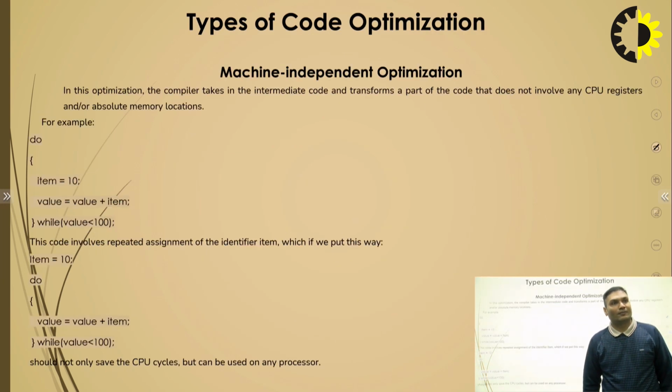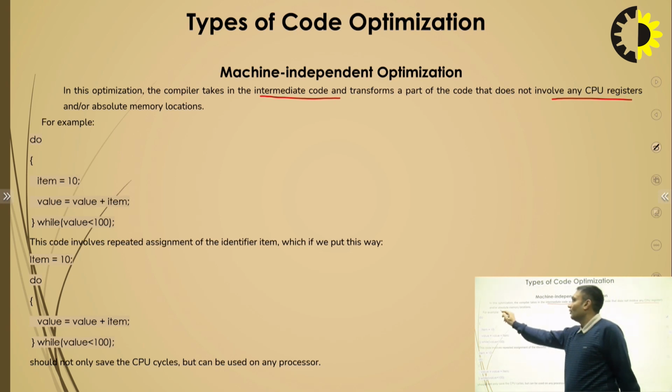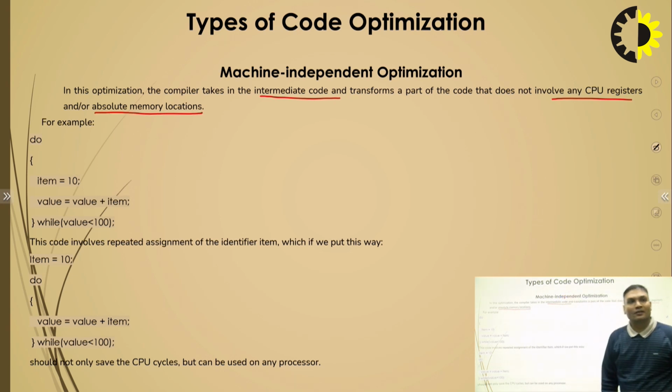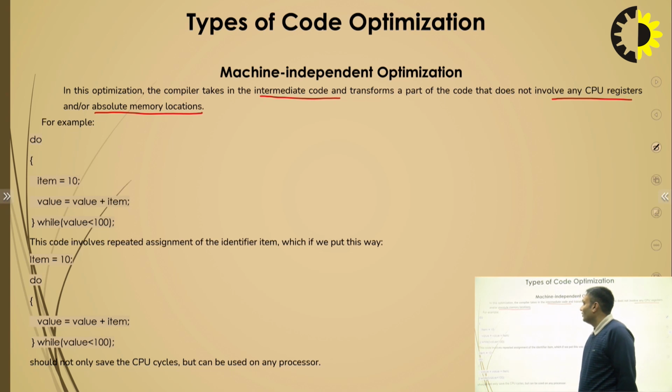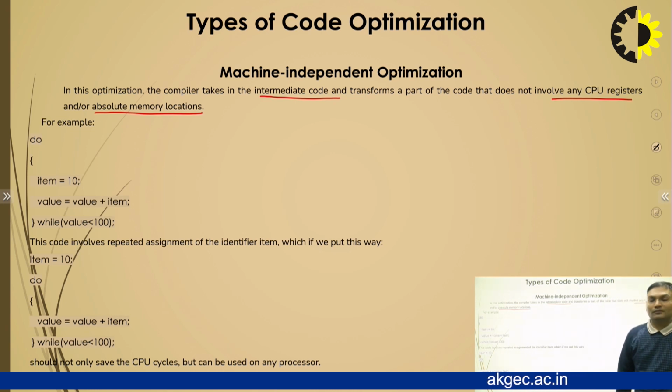So now, types of code optimization. Basically, there are two types of code optimization: machine independent optimization and machine dependent optimization. As its name says, machine independent optimization means the compiler takes the intermediate code and transforms a part of the code that doesn't involve any CPU register or any absolute memory location. When we don't require a CPU register or absolute memory location, that type of optimization is called machine independent optimization.